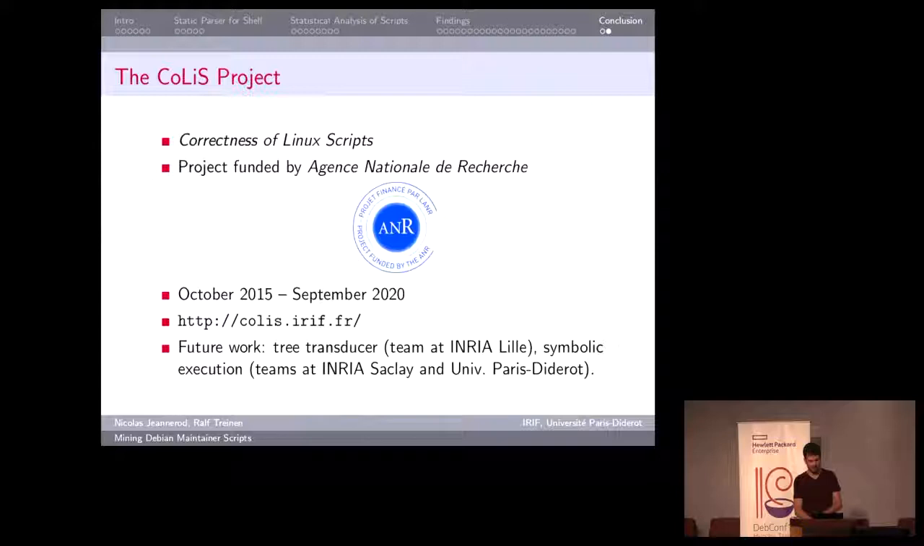You can check the main page, and in the future we want to go further and not only on a syntactic level, but look at things with funny names like tree transducers and symbolic execution, to check more interesting properties of scripts. And I think we have a short time for questions. Thank you for your attention.